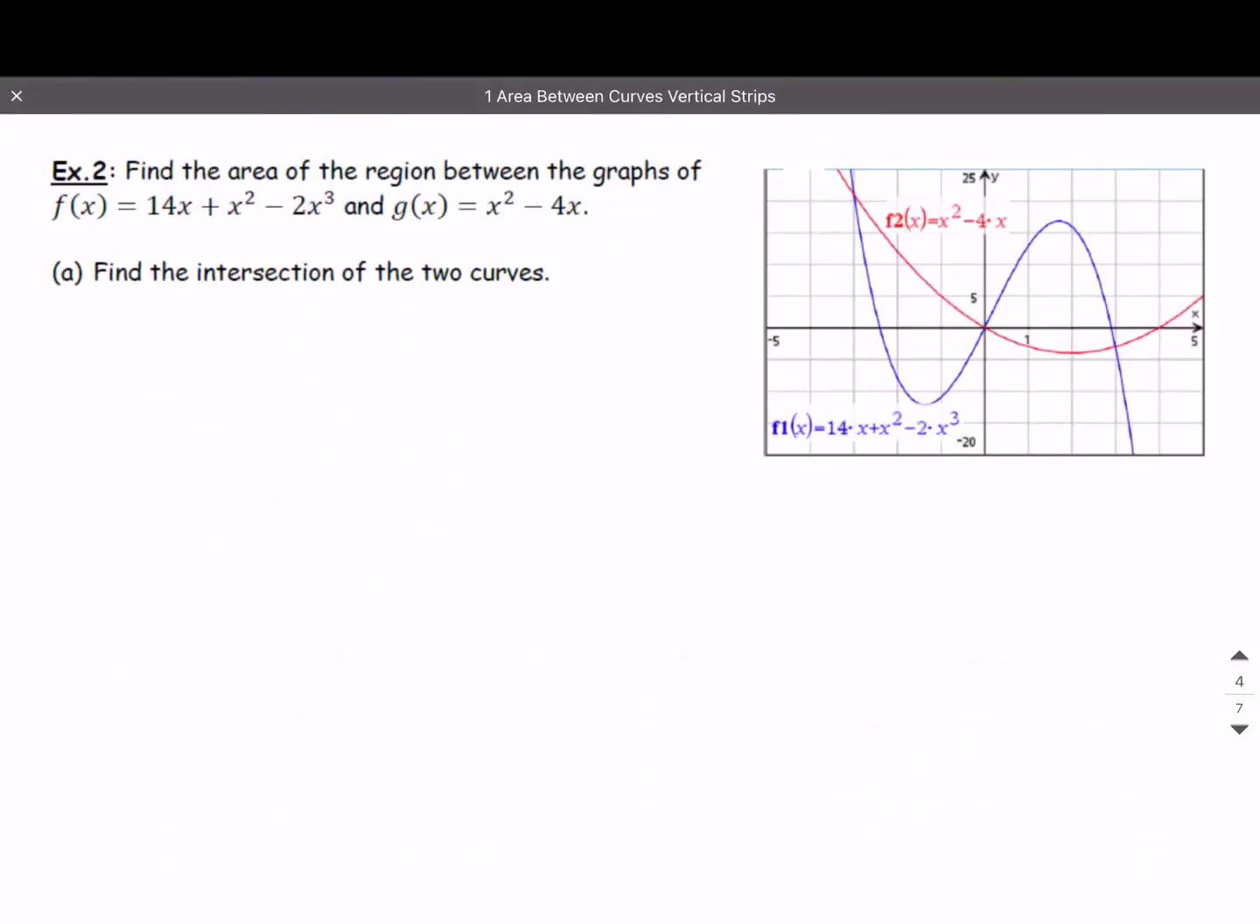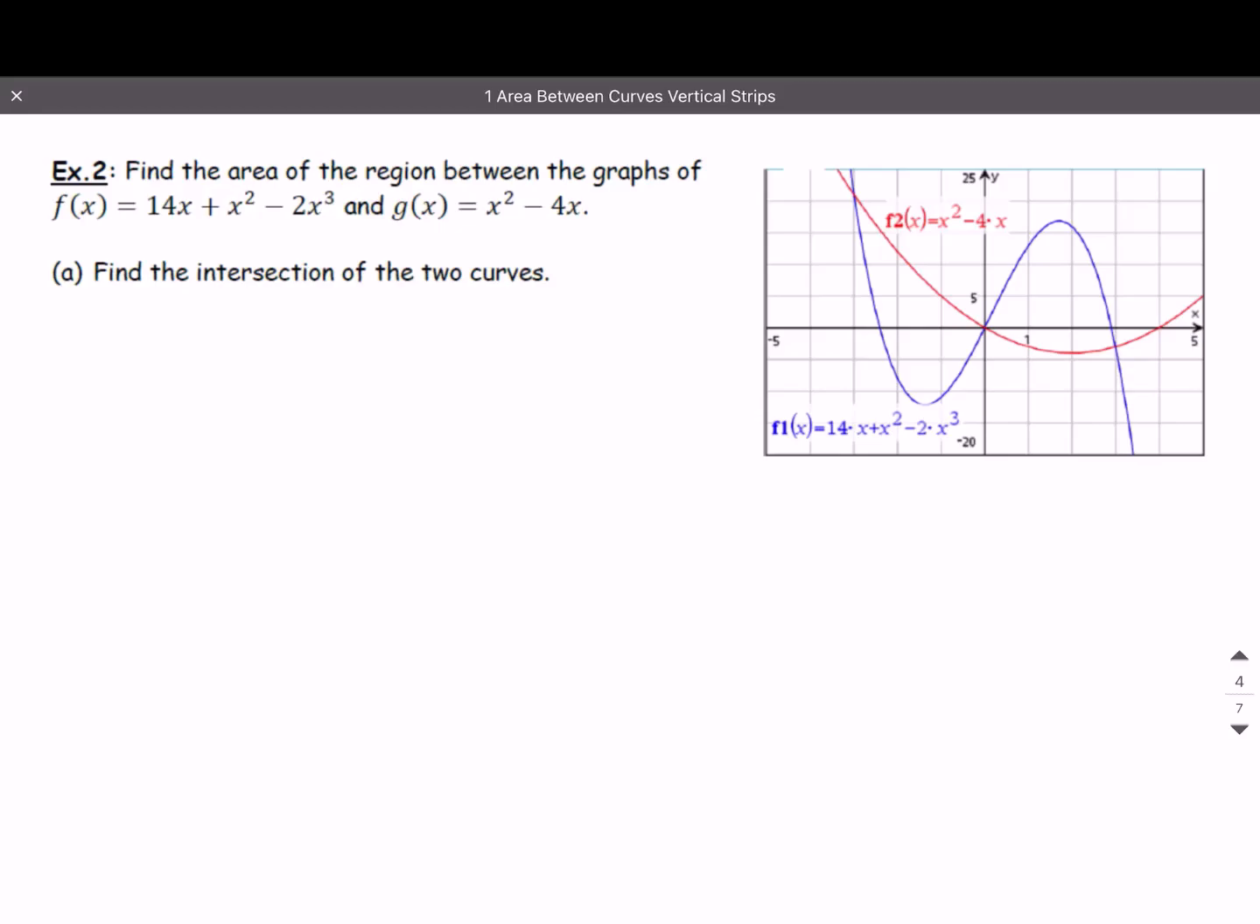Next problem, we want to find the area of the region between the graphs of f of x equals 14x plus x squared minus 2x cubed and g of x equals x squared minus 4x. Now, first thing we want to do is find the intersection of the two curves. So where do the two curves intersect? It looks like I can see it on the graph, but let's practice just in case.